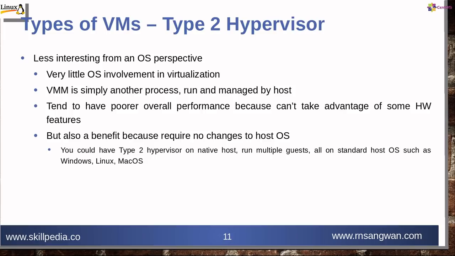Oracle VirtualBox is a perfect example of a type 2 hypervisor, very useful from a development, training and learning point of view, because you can screw up your machine, take a backup and restore it back. You can destroy, you can create, without affecting your existing operating system and existing applications. That's the best thing about it. You can have a type 2 hypervisor on a native host, running multiple guests, all on standard host operating systems such as Windows, Linux and Mac. Yes, I use it on Windows and on Linux. I have Oracle VirtualBox installed even on this CentOS 8 machine.